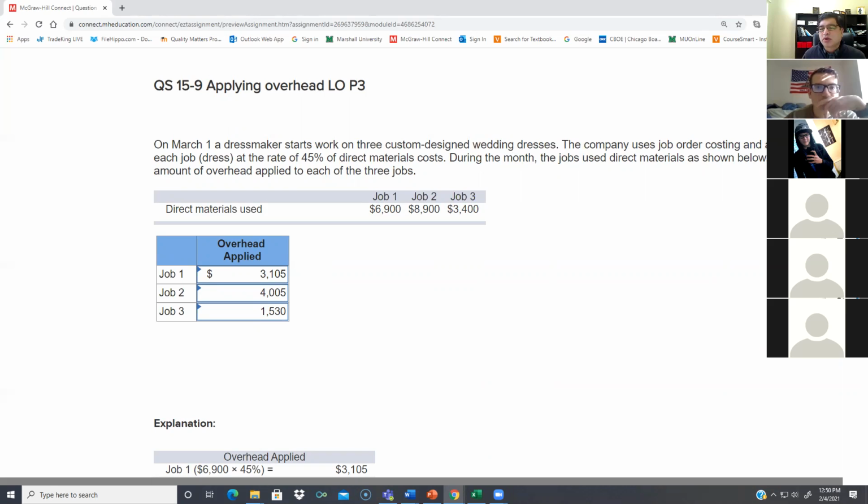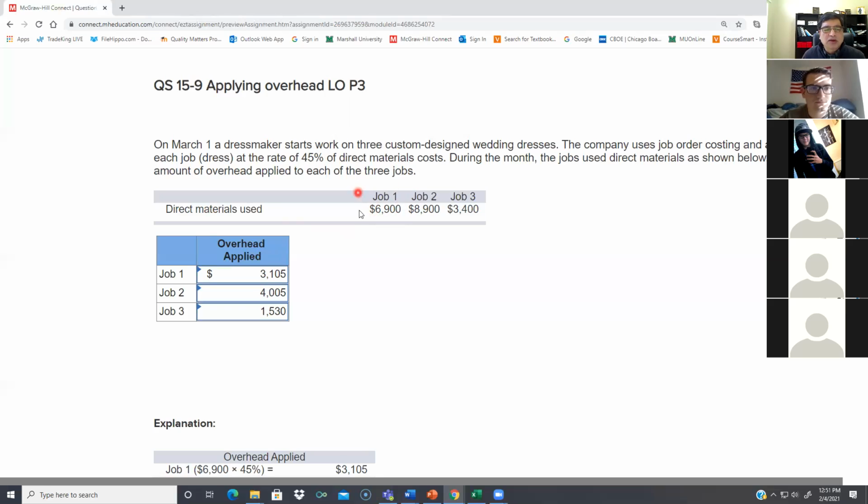The company uses job order costing and applies overhead at the rate of 45% of the direct material cost. So what they're saying is that our overheads for this dressmaker is equivalent of 45% of the direct material cost that is being incurred. Does everyone understand this part? So direct material used for job 1 is 6,900. Okay.